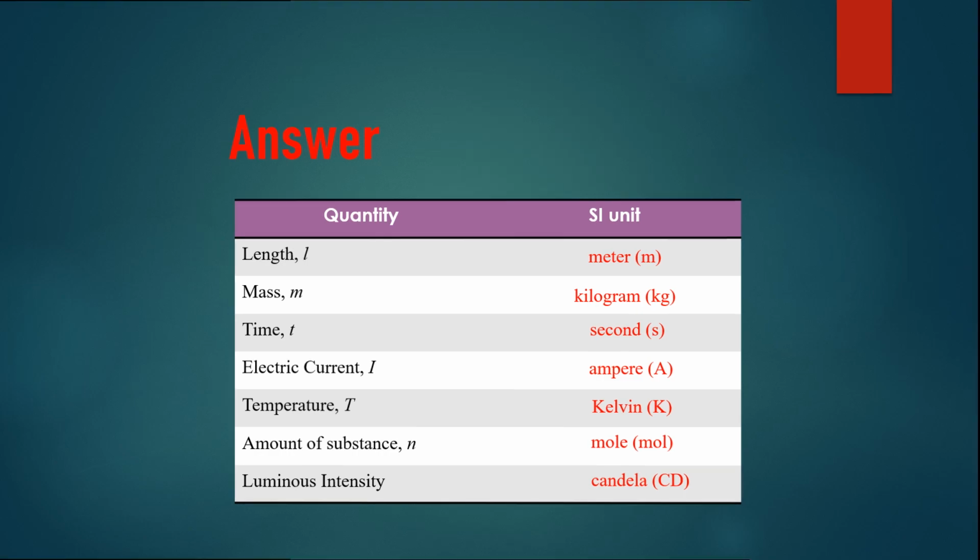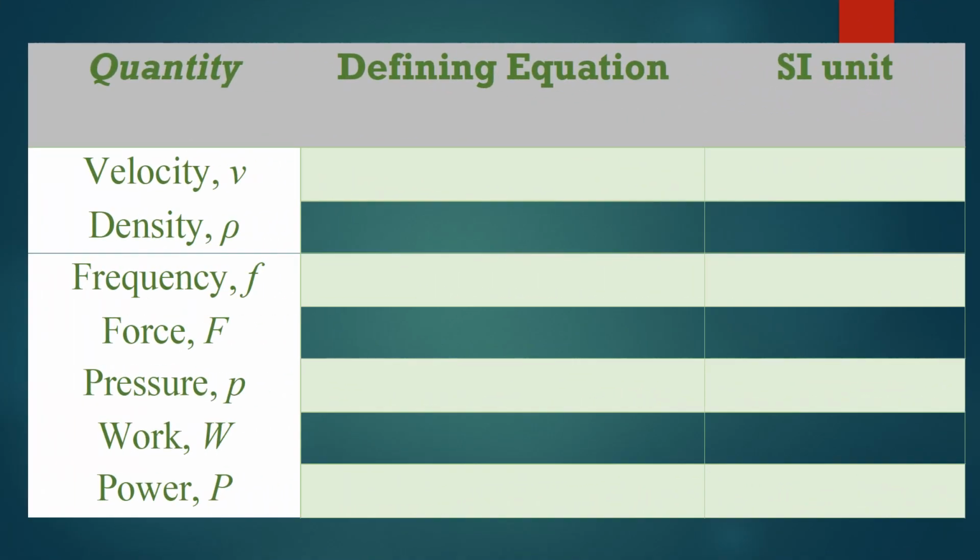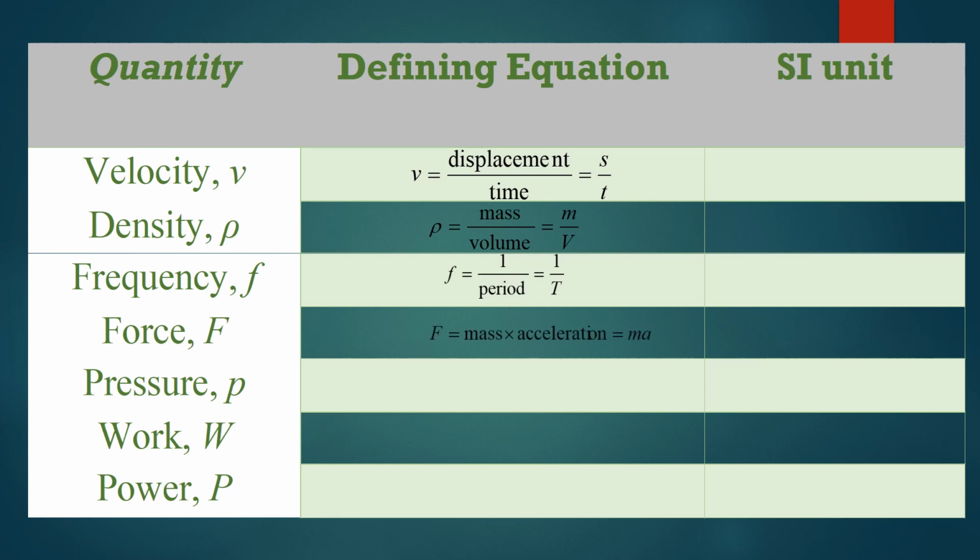So next, we can have a little bit of equations to state the SI unit for the quantities. Here we have the velocity, the density, the frequency, the force, the pressure, the work, and the power. As you can see, the velocity is displacement against time. So displacement is in meter, and the time, because it's under here, should be -1.